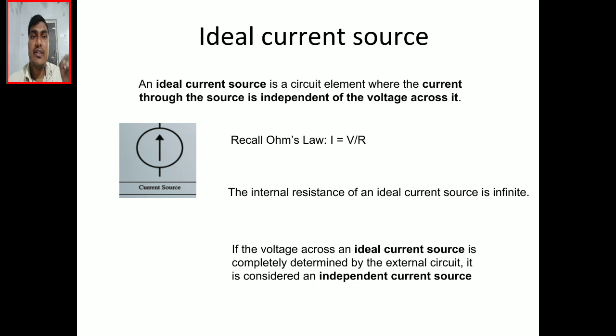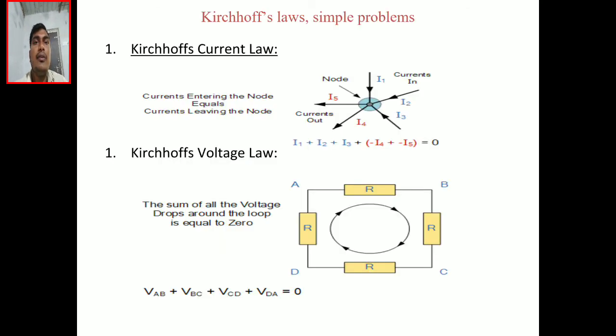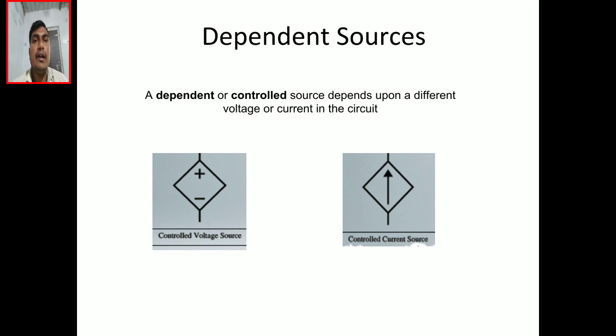Practically, a current source does not exist, but we can convert a voltage source into a current source with the help of source transformation. In a BJT also, at a particular point it acts as a current source. Now these are the symbols for the dependent sources. Plus and minus is a controlled or dependent voltage source. An arrow means it is a controlled or dependent current source. Okay, so these are the concepts.